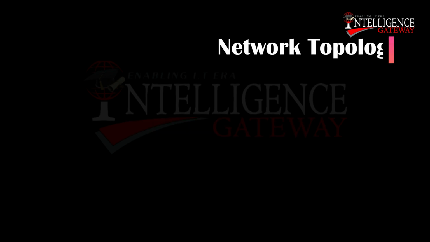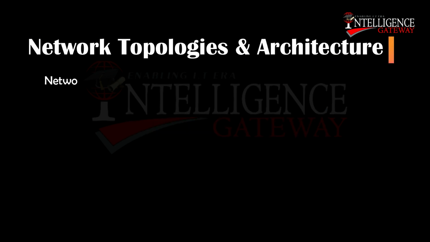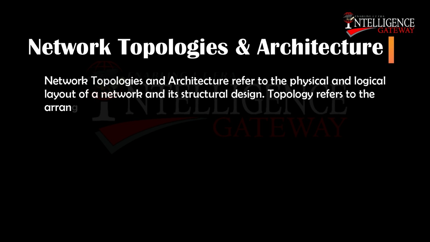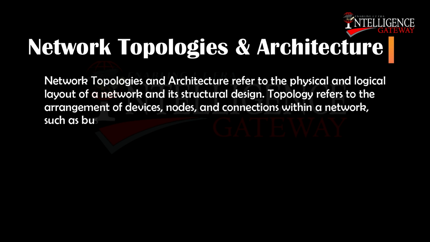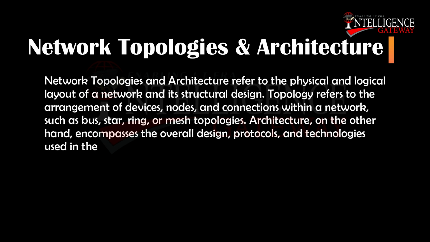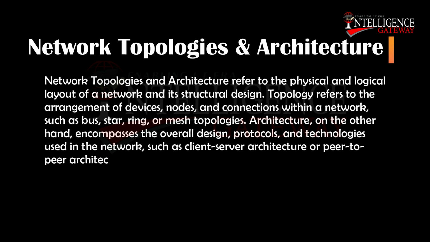Network topologies and architecture. Network topologies and architecture refer to the physical and logical layout of a network and its structural design. Topology refers to the arrangement of devices, nodes, and connections within a network, such as bus, star, ring, or mesh topologies. Architecture, on the other hand, encompasses the overall design, protocols, and technologies used in a network, such as client-server architecture or peer-to-peer architecture.